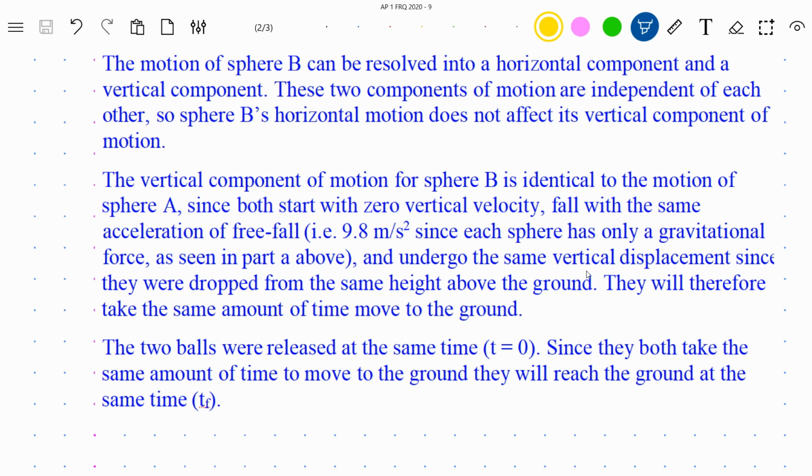The two balls were released at the same time, t equals 0, so since they both take the same amount of time to move to the ground, they will reach the ground at the same time, t final.